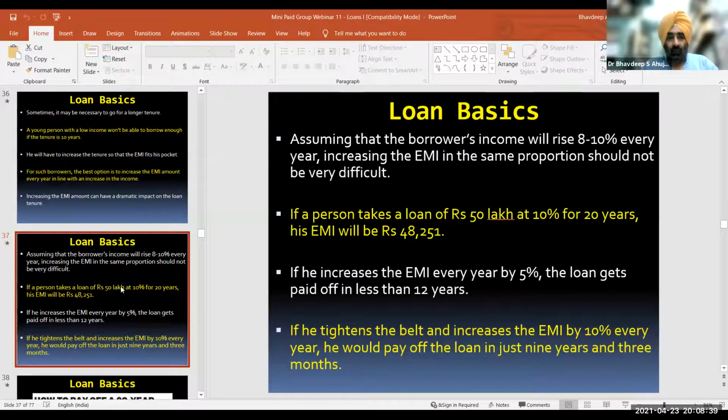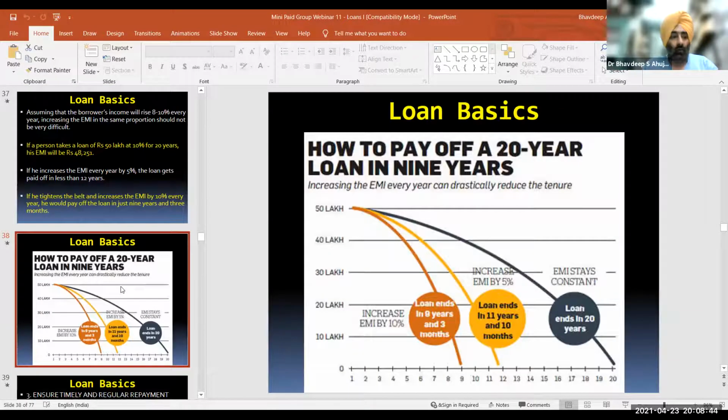So all those, we always consider those situations. So how you can pay a 20-year loan in 9 years. I gave you the scenario that you can reduce your loan, or sorry, if you increase your EMI every alternate year or every second year, you can repay your 20-year loan in less than 10 years itself.